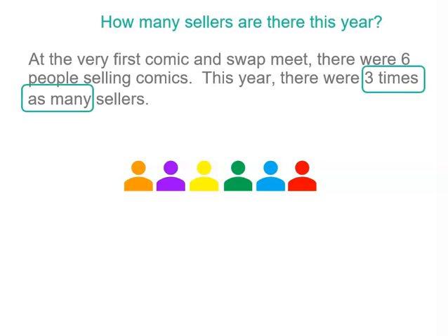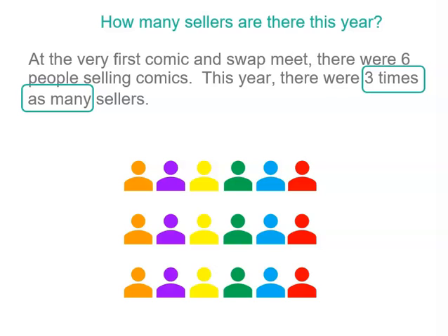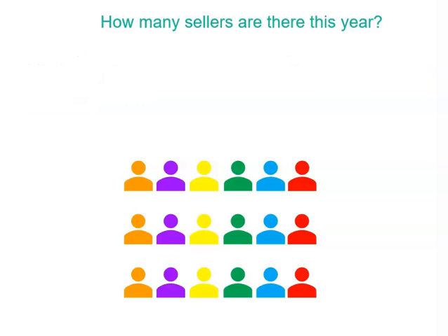So we've got 3 times as many, 3 lots of 6. So instead of 6, we've got 3 groups of 6. So we had 6 to start with, and then we multiplied that by 3 to get 18. So there are 18 sellers this year. Our number got bigger.